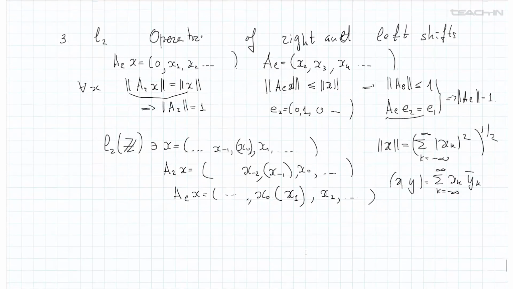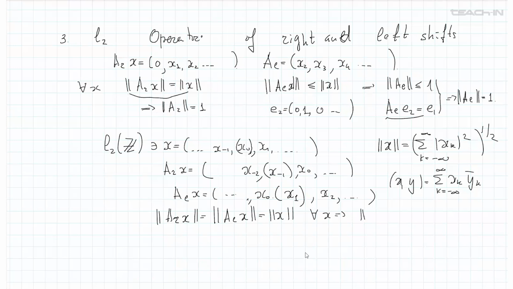And I think it is a very easy problem. You see that these operators do not change the norm because it is two-sided, so all coordinates are preserved. So it is an example of a unitary operator, the right and left shift. It preserves the norm for any x. So the norm of this operator, as for any unitary operator, equals 1. Okay.